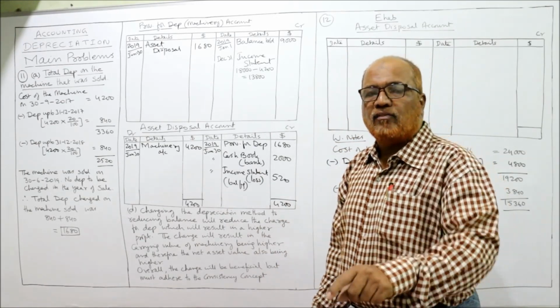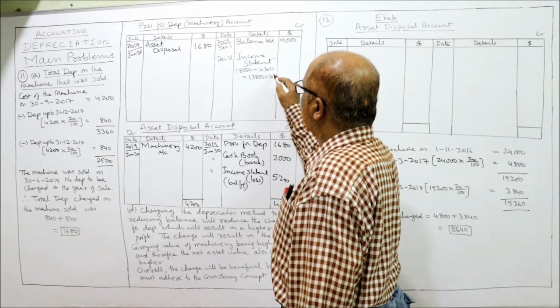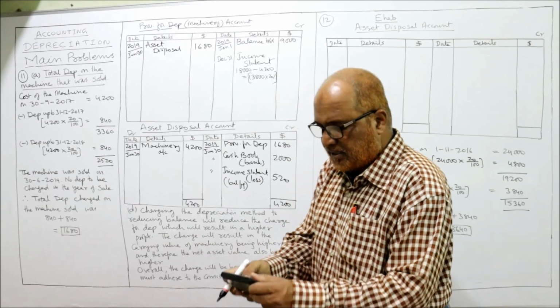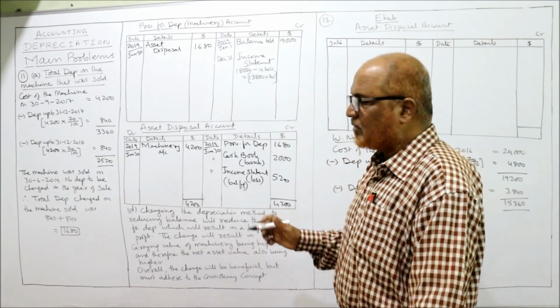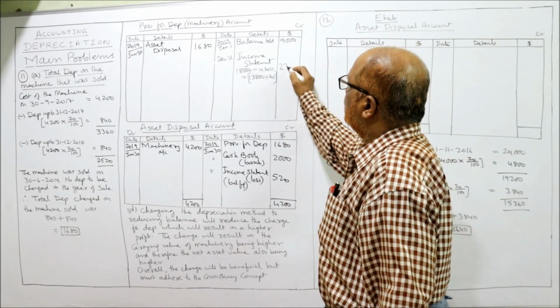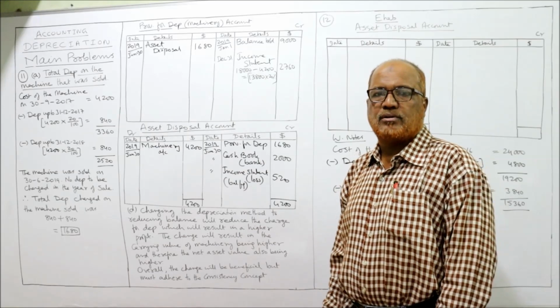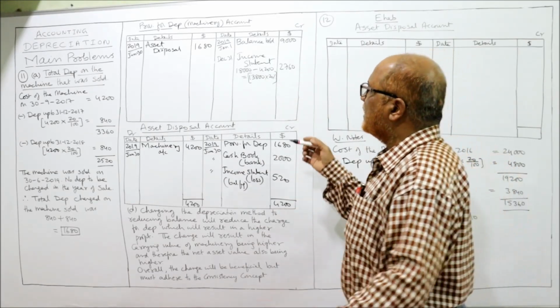13,800. And the rate of depreciation is 20%. So 13,800 into 20% is 2,760. This is the depreciation on the remaining machines. 2,760. Now we take the balance.